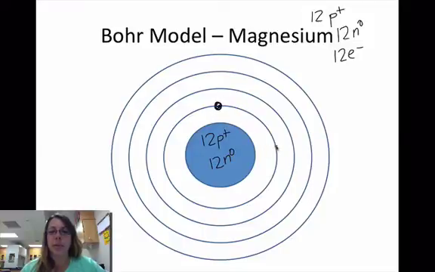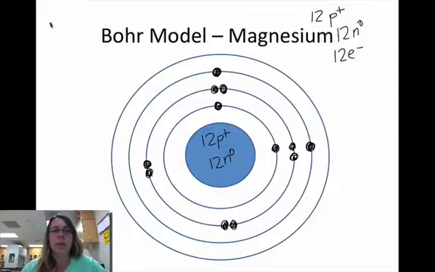I can put 2 here. And then I'm going to go 1, 2, 3, 4. And then I give everybody a buddy. 5, 6, 7, 8. So that's a total of 10 electrons. And then I go to the next energy level and I have 2.